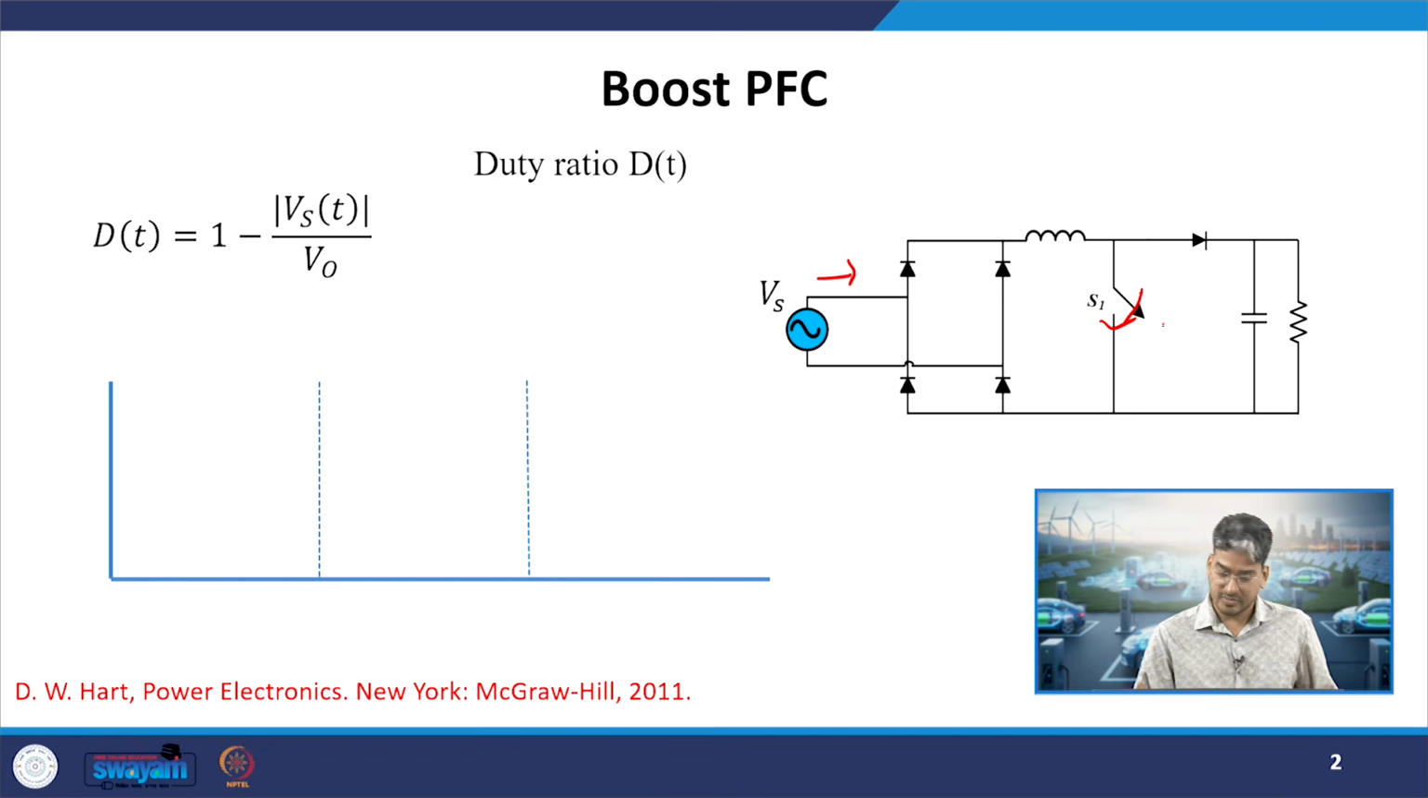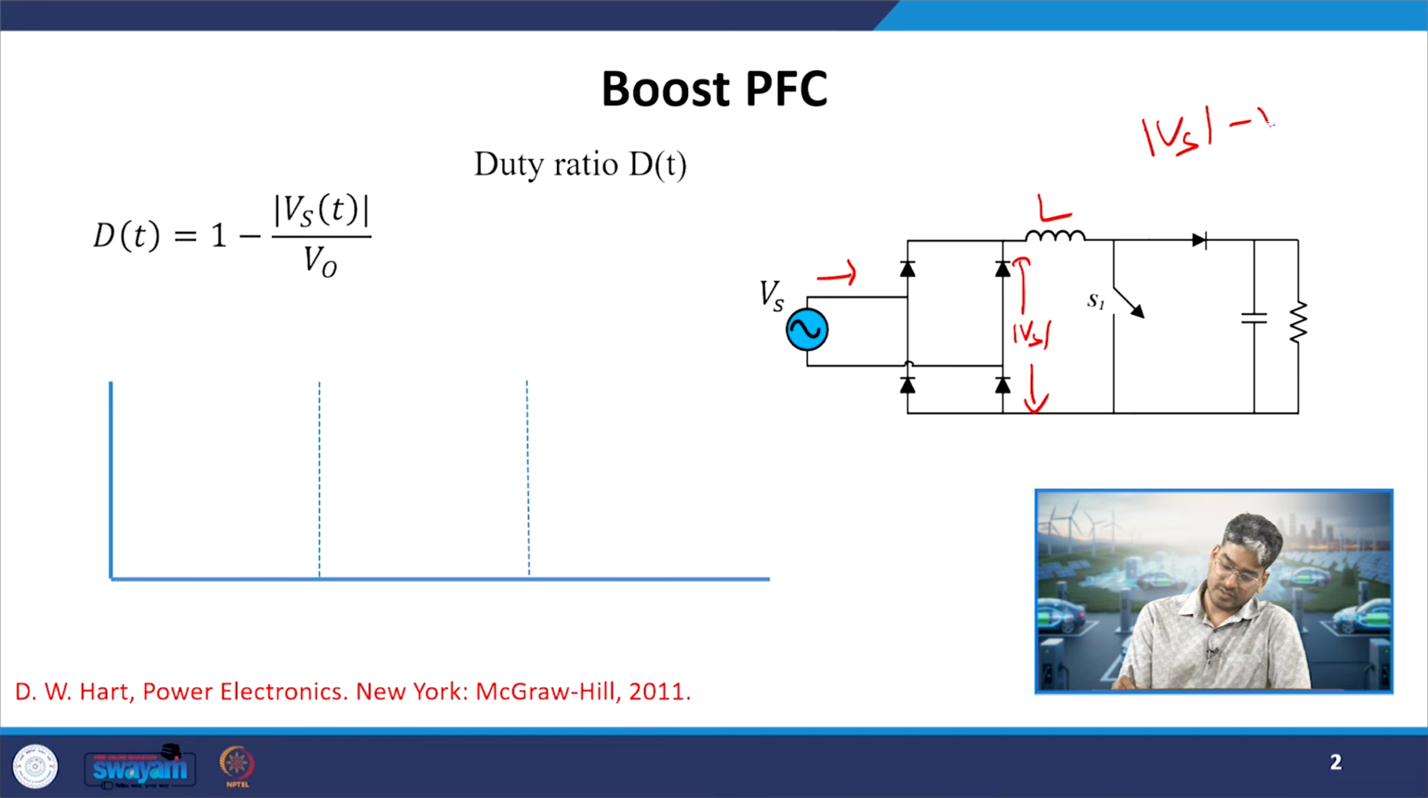When the switch is closed, the circuit is subjected to |Vs|, because the diode bridge will be rectifying our AC supply. |Vs| will be applied across this inductor L when the switch is on. When it becomes off, or when we remove the gate pulse from S1, the inductor discharges and experiences a voltage equal to |Vs| minus Vo. We have also derived this duty ratio.